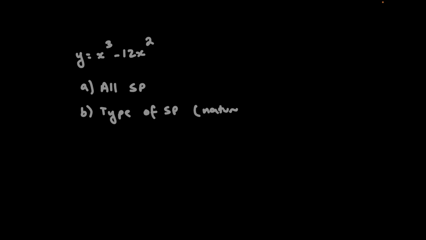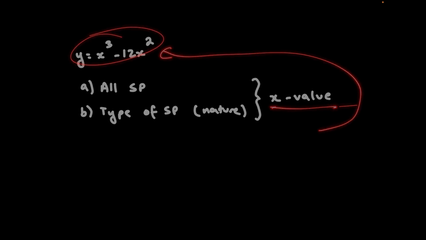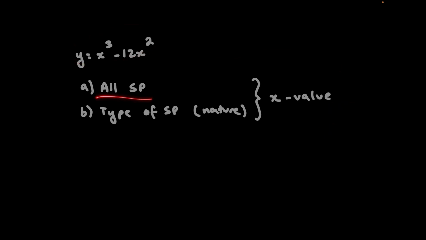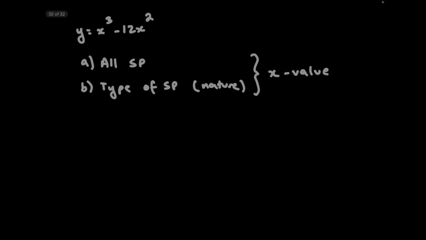Another way of saying the type of stationary point is the nature of the stationary point. For this question, all I want to work out is just the x values. I don't really care about the coordinate as such. To work out the coordinate, you simply have to plug whatever x value you discover back into the original function. So first off, where are all your stationary points?